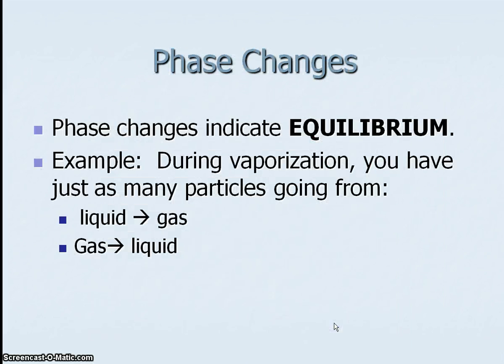The next word is equilibrium, which means that two things are happening simultaneously. So if you're doing a phase change at equilibrium, it means that each phase is happening forward and backwards at the same time. And we're going to do a whole lot with equilibrium in our next chapter, so for now just go ahead and jot that down.